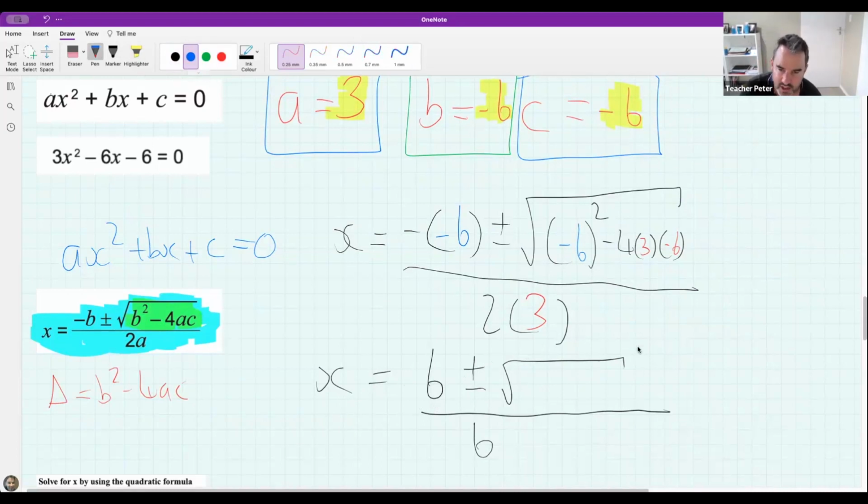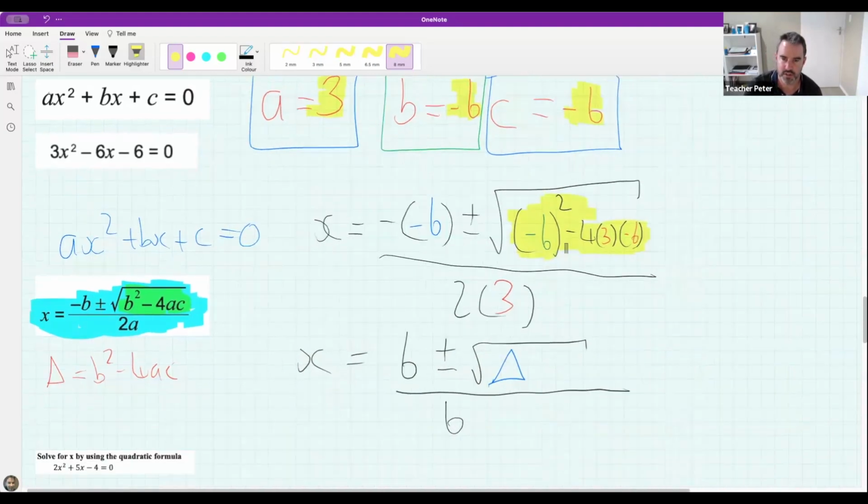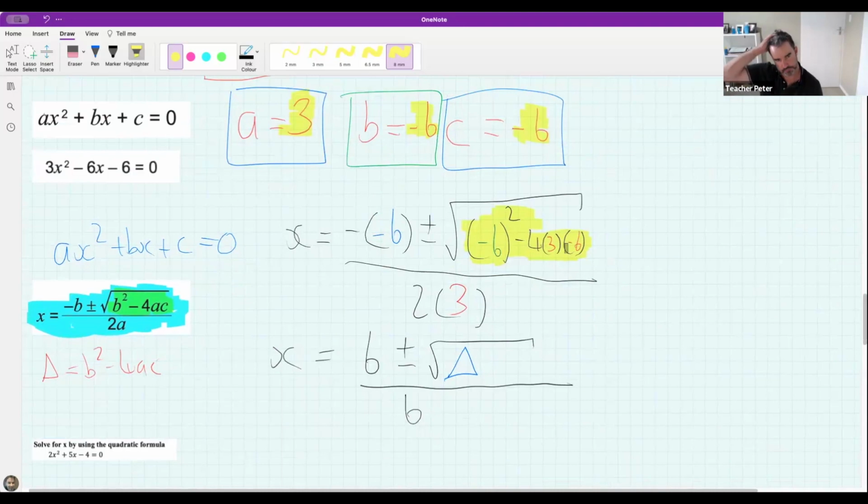So can you work out for me what is delta, or what is this thing inside the square root for this particular question? Find me what delta is. And I want everyone to put this in the chat because this is important. It's really important.